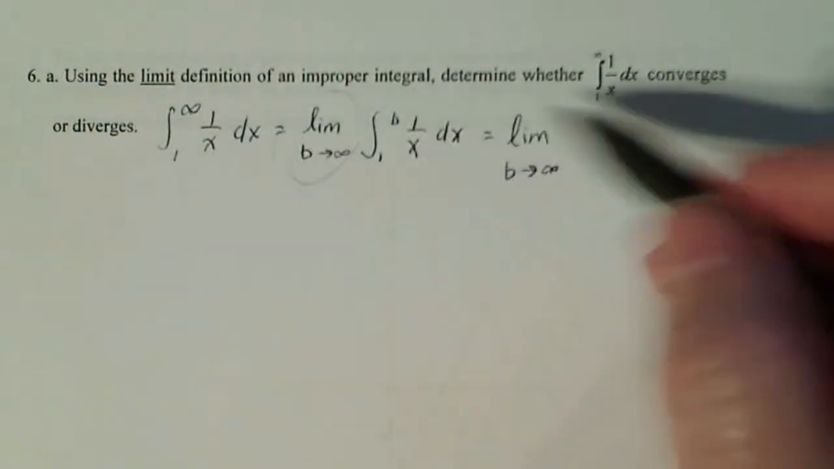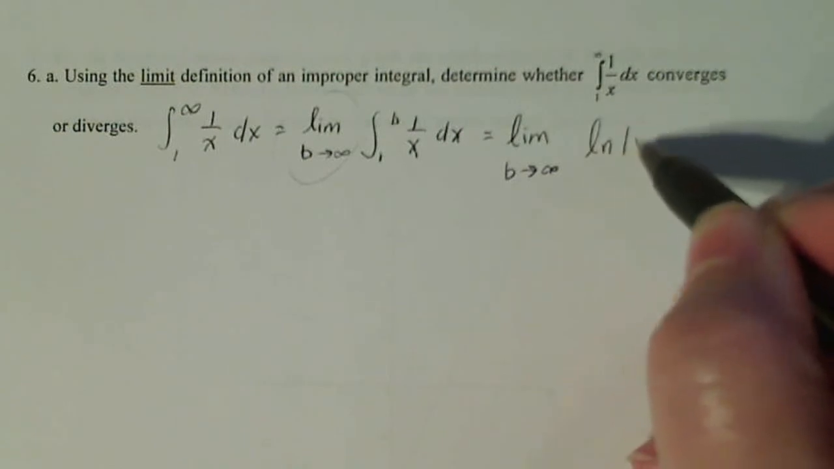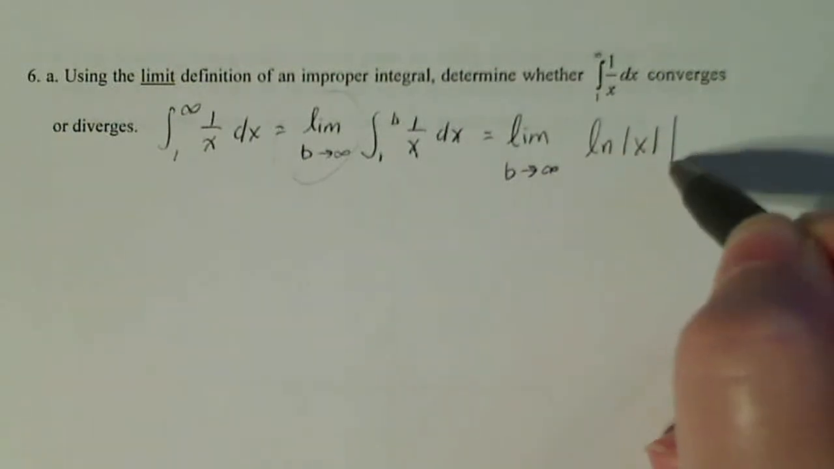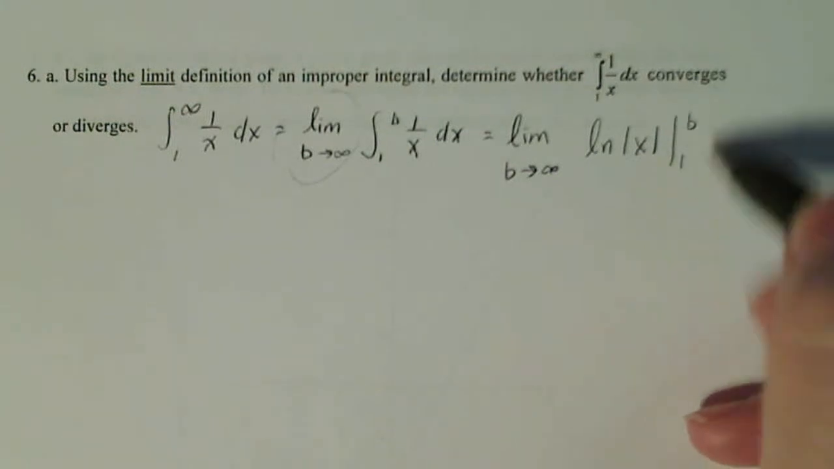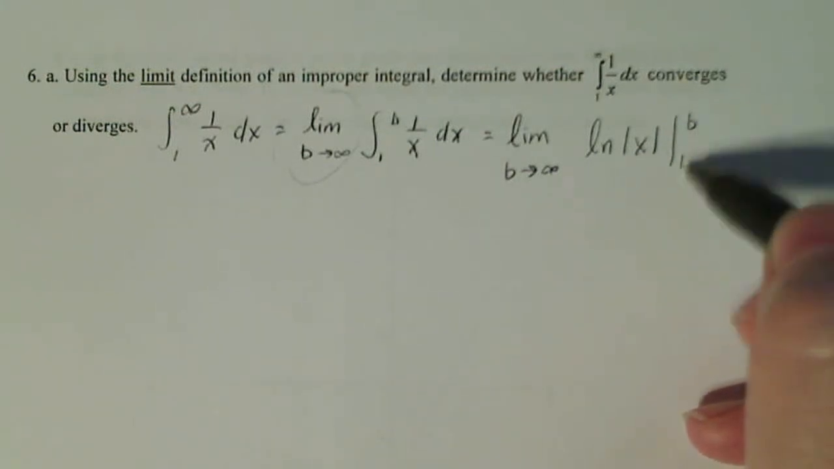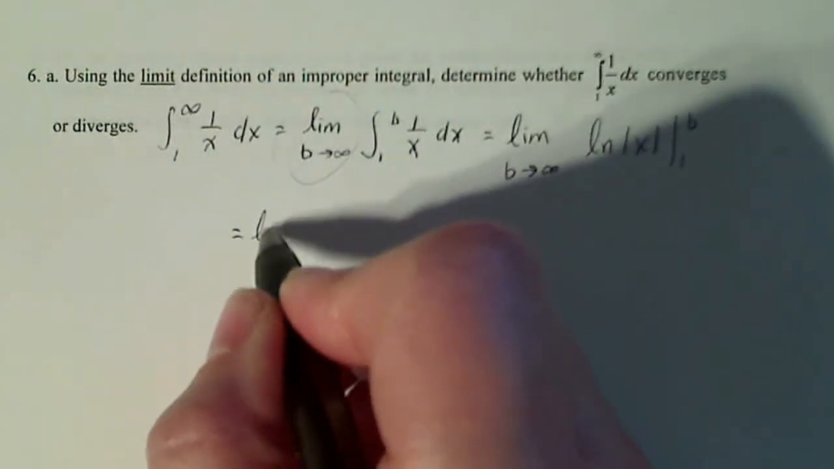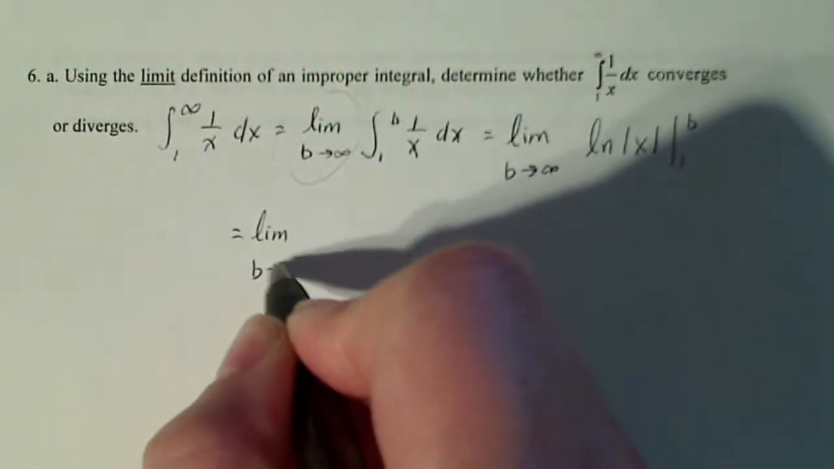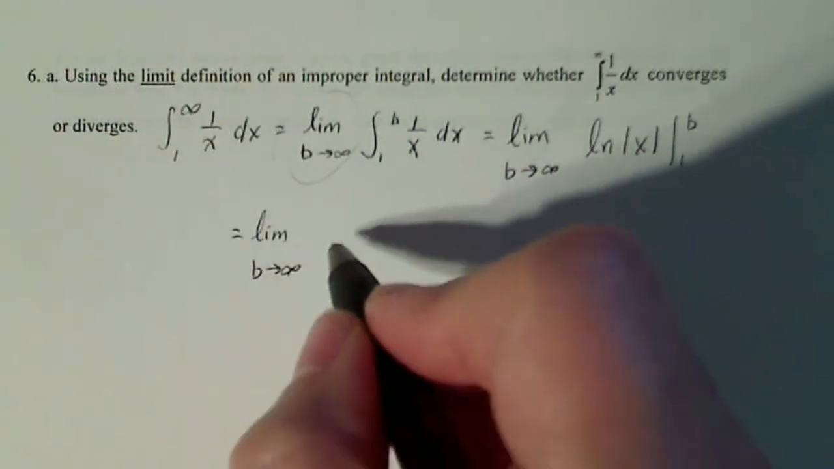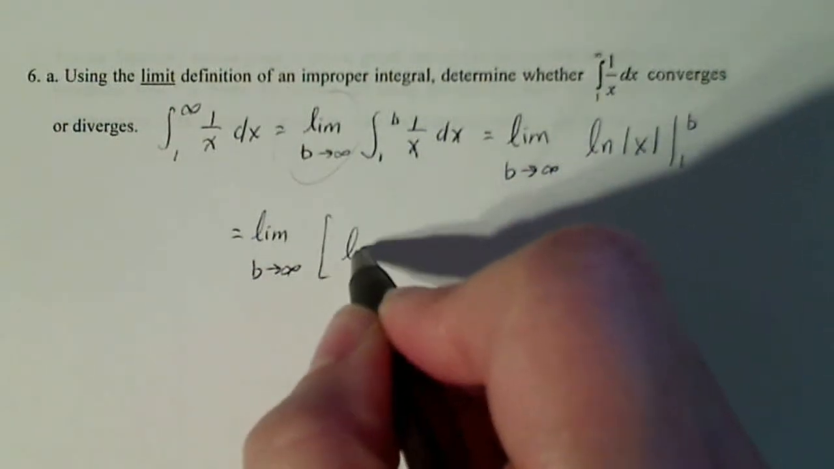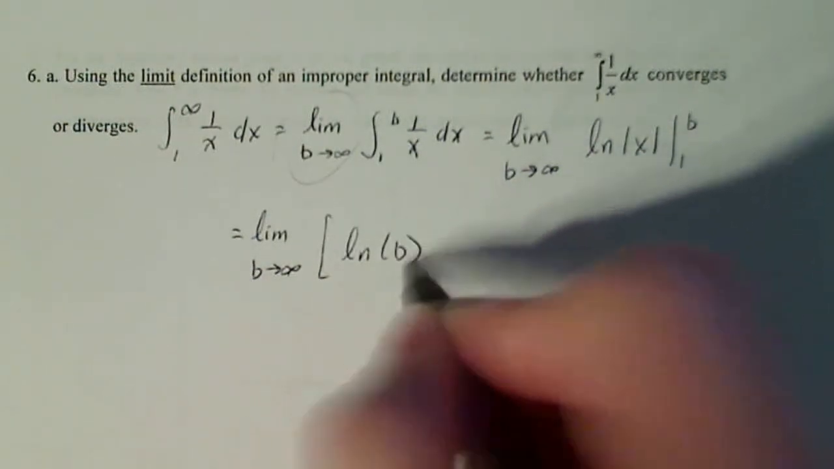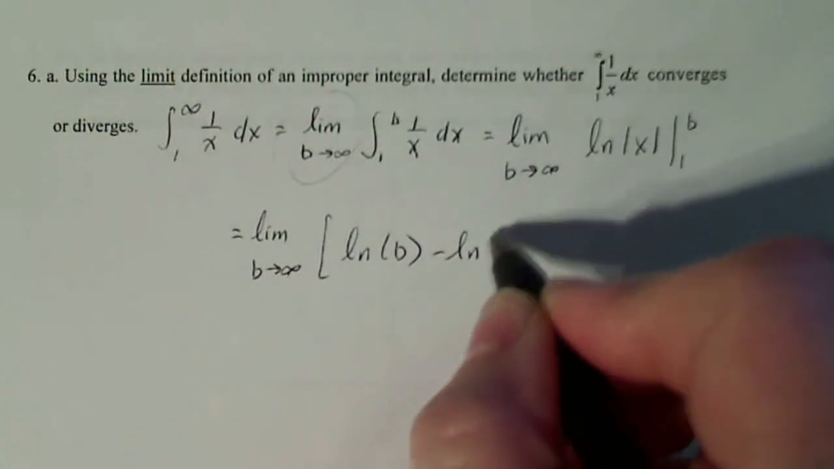But the integral of 1 over x is the natural log of the absolute value of x, and that's going to go from 1 to b. Now, since these values here from 1 to b are all positive, the next step I don't have to have the absolute value. So that's going to be the limit as b goes to infinity of, using the fundamental theorem, the natural log of b minus the natural log of 1.